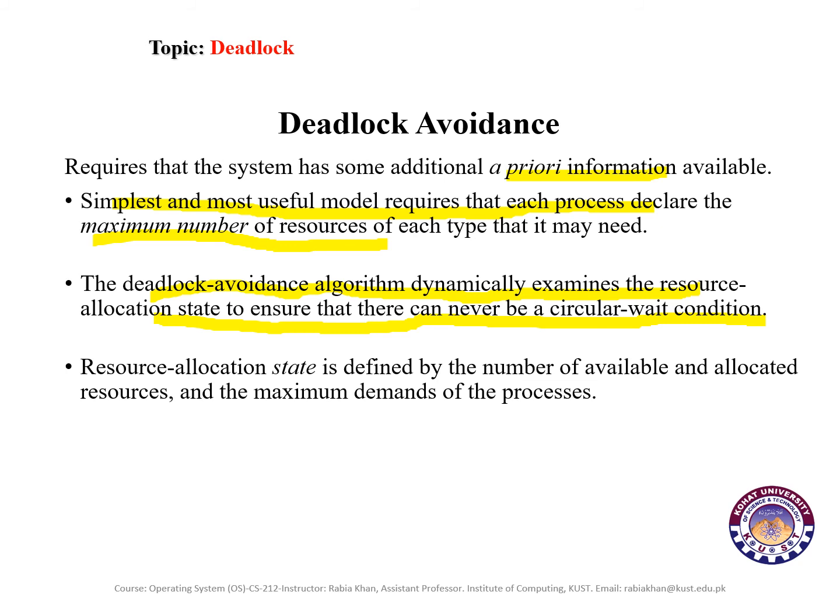So how can you define resource allocation state? It is the collection of the number of available resources plus allocated resources plus the maximum demand of all the processes in the set.